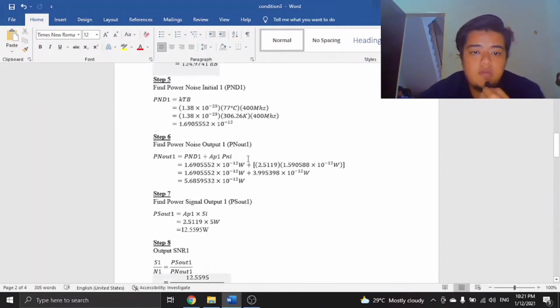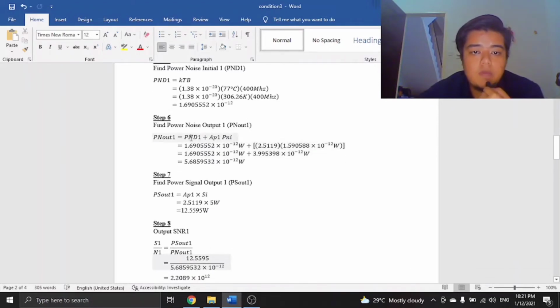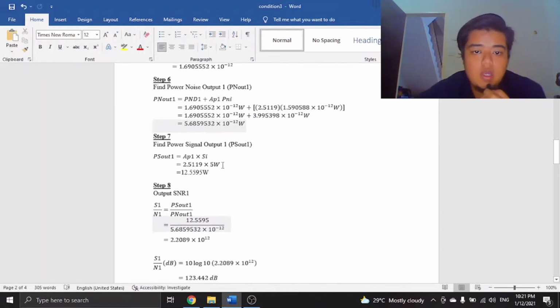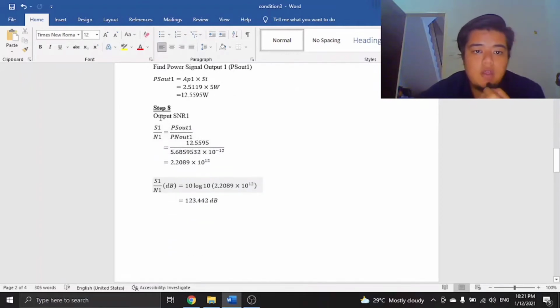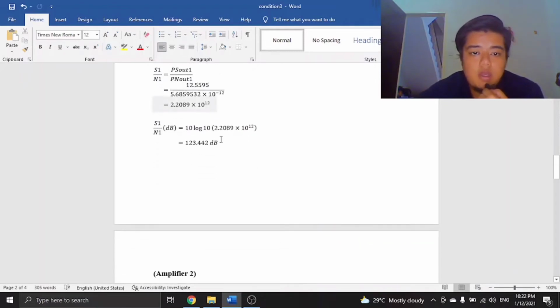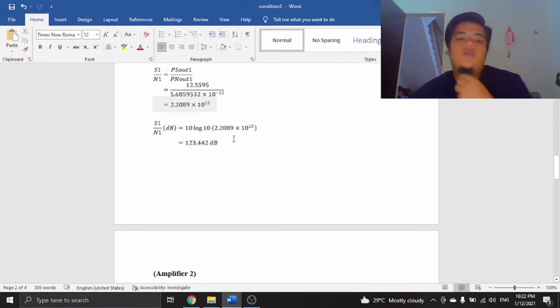1.6905552 exponential negative 12. Then we find the noise output. We add PND, which is initial, plus the gain times power noise input, then we get the answer 5.6859532 exponential negative 1. After that, find the power signal output, which is gain times signal input, then we get 12.5595 watt. After that, lastly, we find the output SNR for amplifier 1, which is power signal out divided by power noise out, then we get the answer 2.2089 exponential 12, and the dB value is 123.442.